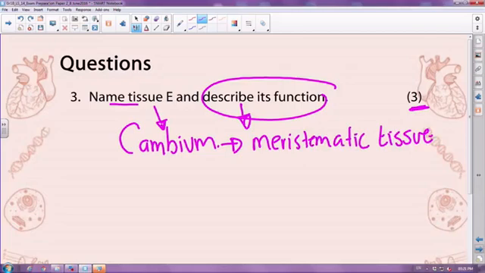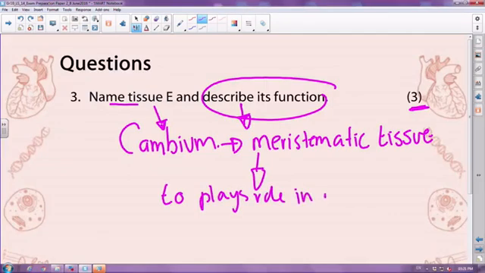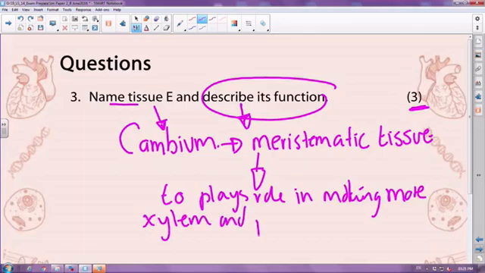And in the case of the stem, what does meristematic tissue do? All right, what does it do? It plays a role in making more xylem and phloem. And why do we need that?